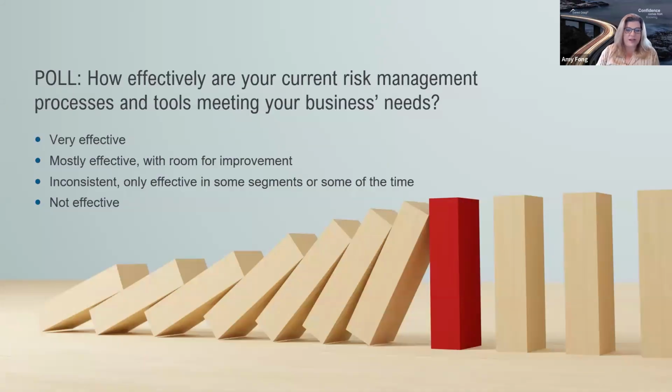So as we jump into this and we start to talk about more of the specific challenges and the specific ways to address them, I want to understand, for everyone who's on the call right now, how effectively do you feel like your current processes and tools around supplier risk are meeting your business's needs? We kept these fairly simple. Are they very effective? Are they mostly effective, but we can always do better? Are they inconsistent, meaning they're working well sometimes, or working well in certain segments or categories, or do you just out and out feel that they're not effective at all? So please answer the poll. It's a quick, easy one, and I'm going to give it another few seconds for people to fill in, and then we'll take a look at the data.